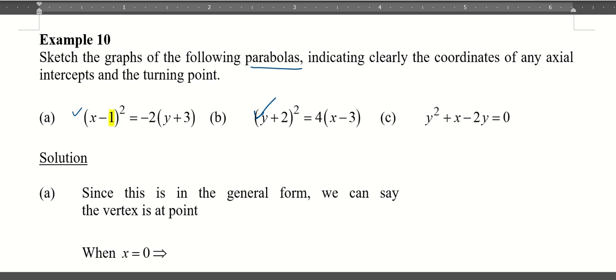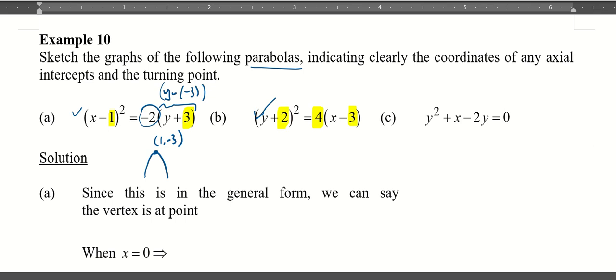The vertex for the first one, since the first equation is in standard form, will be (1, -3), isn't it? Because this part can be written as y minus -3. So (1, -3) is the vertex, and because this coefficient is negative and it's a y equals x squared graph, we know it's an inverted U shape with vertex at (1, -3). Next, for part B, it's an x equals y squared graph, which is a C-shape or inverted C-shape. Because this is positive, it's a C-shaped graph, and the vertex is at (3, -2).